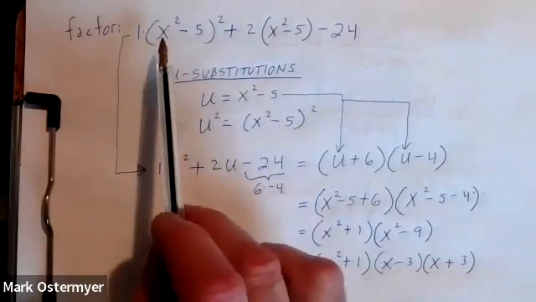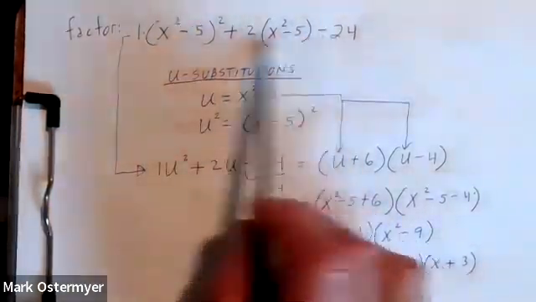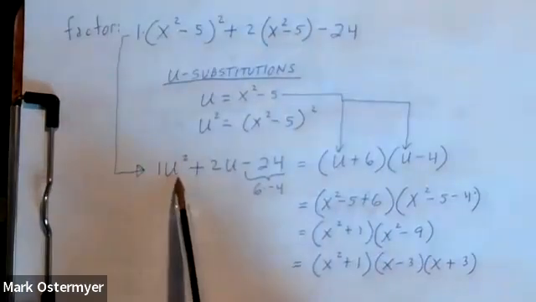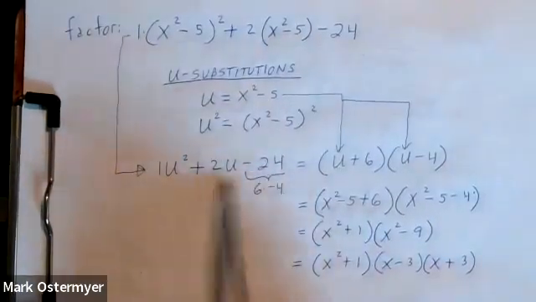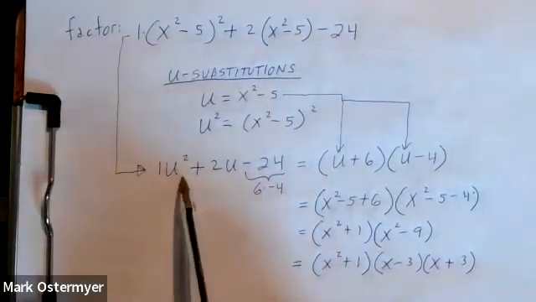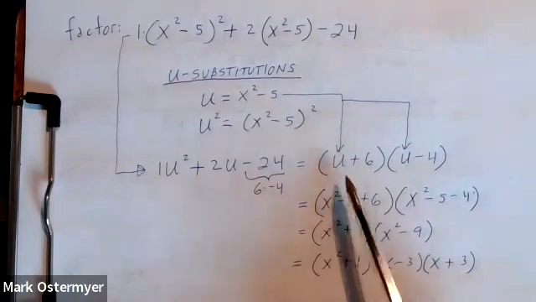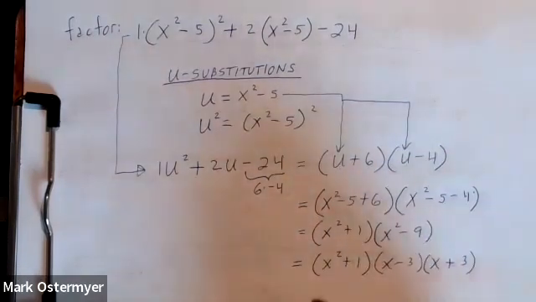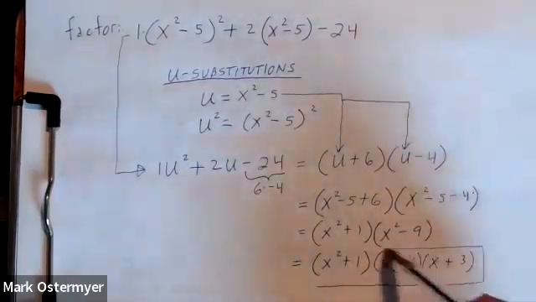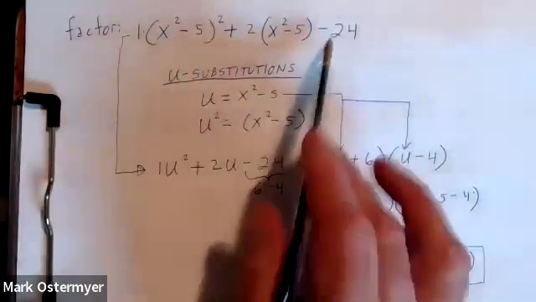So U substitution, again, its intention is to take a very complicated situation and trivialize it into something that is easier to understand. But in the end, you have to remember to always back substitute what you let U be equal to. And so this would be the complete factorization of this polynomial right here.